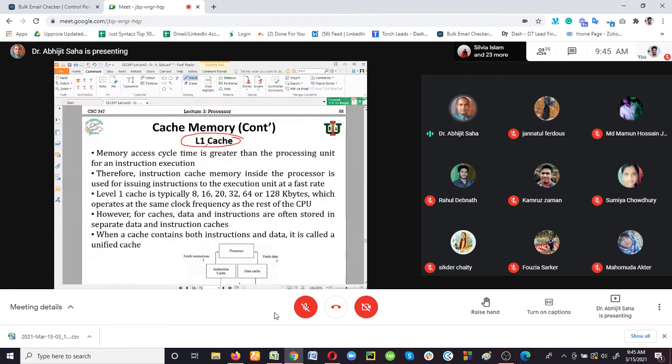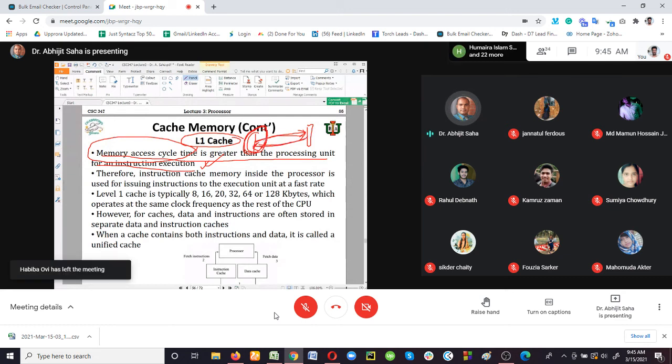The L1 cache first: the memory access cycle time is greater than the processing unit's time for an instruction execution. We already know that accessing from the CPU to the memory takes time during a program execution. If something is missing, then the CPU must request it from the main memory, the RAM. The RAM must search for that instruction and send it back. During the time it is requesting and the RAM is responding, the CPU is not doing anything. So that's where the cache memory concept comes from.